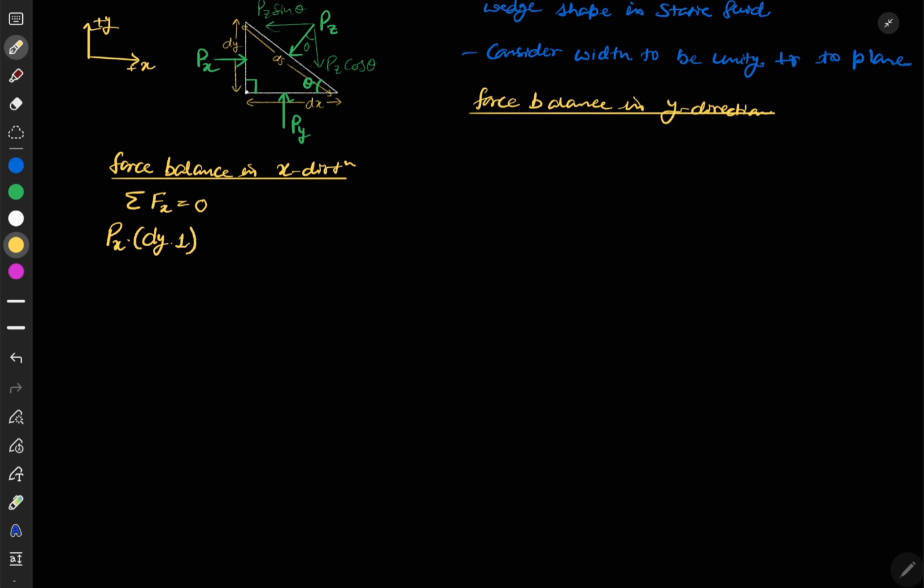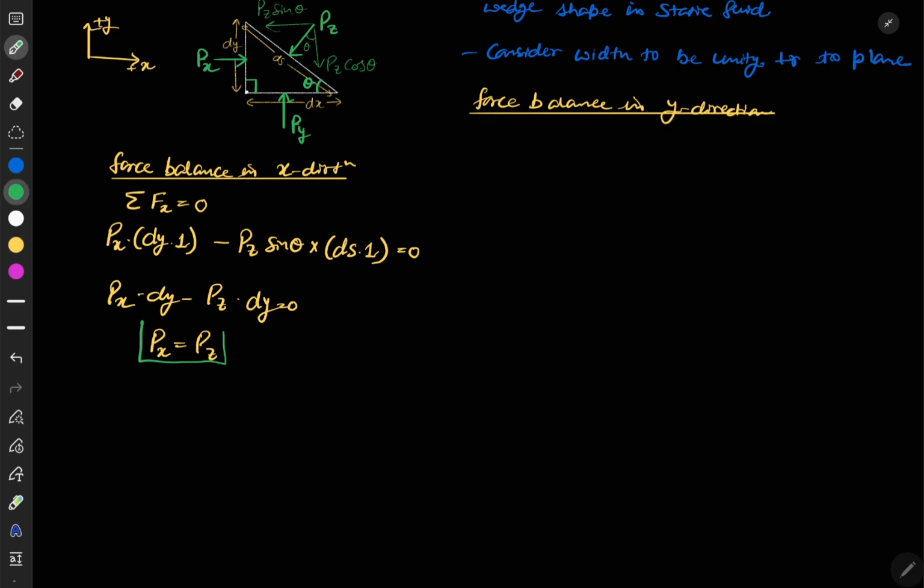Area of cross section. And in this direction, pz sin theta will be acting on the ds surface, so we write minus pz sin theta, acting on the ds area, that is ds into 1. This is equal to 0. If we solve this, px into dy minus pz into ds sin theta, and ds sin theta is equal to dy. So px is equal to pz. This is your first equation.